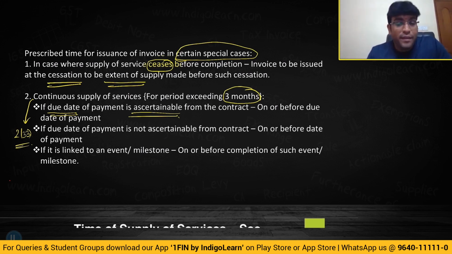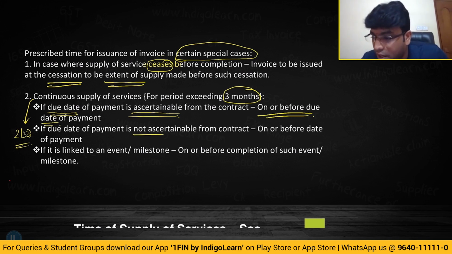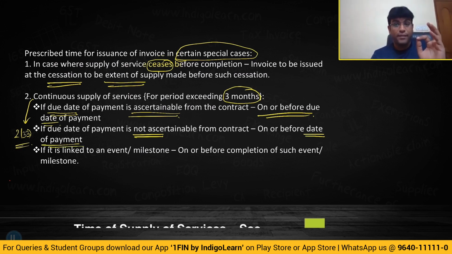So what they told is, if the due date for payment is ascertainable from the contract, on or before due date of payment. Next, if the due date for payment is not ascertainable from the contract, you can see the difference here, on or before date of payment. Observe the difference. Previous point, if the due date for payment is ascertainable, on or before due date of payment. Second point, if the due date for payment is not ascertainable, on or before date of payment.